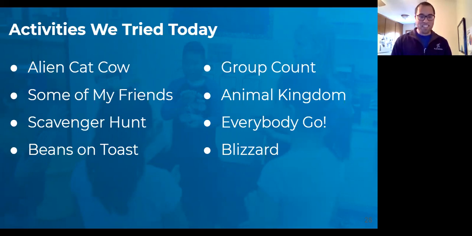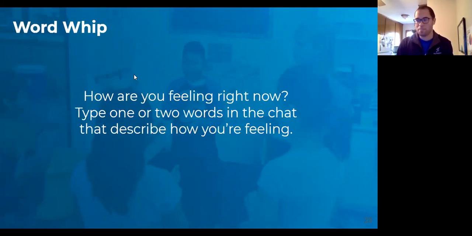We did a scavenger hunt, which did 2 things, right? It got us moving and got us sharing some of our favorite things. Beans on Toast was that readiness game that we played, where we're moving and listening. And then we played Animal Kingdom today. We played Blizzard. We played Group Count. We didn't get to play Everybody Go, but I'll see if I can find the directions for that one. That's an improv game. That's a really fun one. We get to just be silly and make things up as we go.